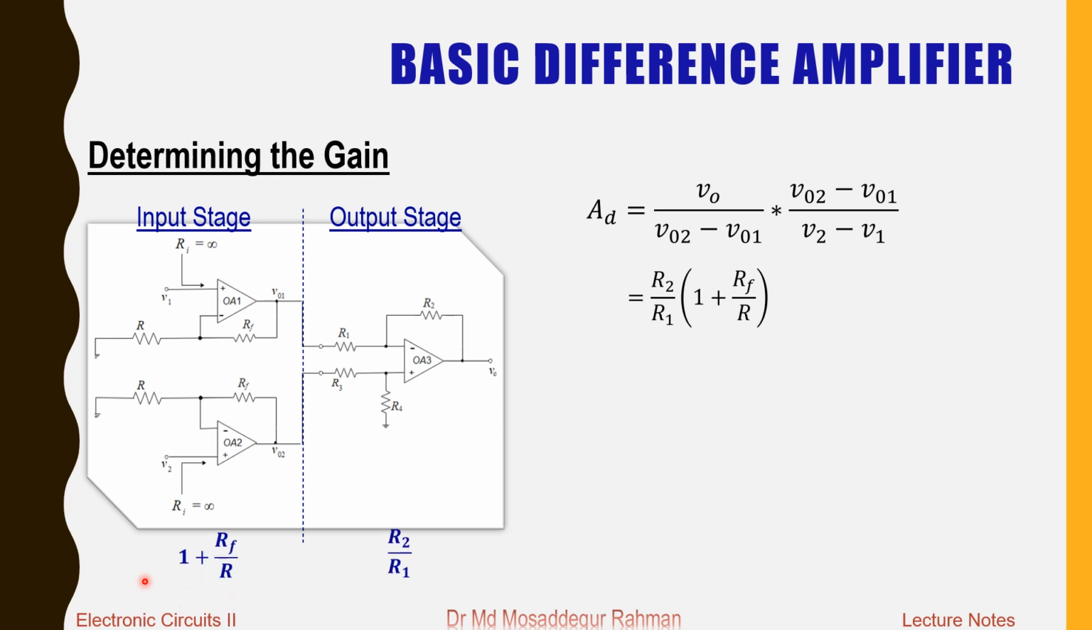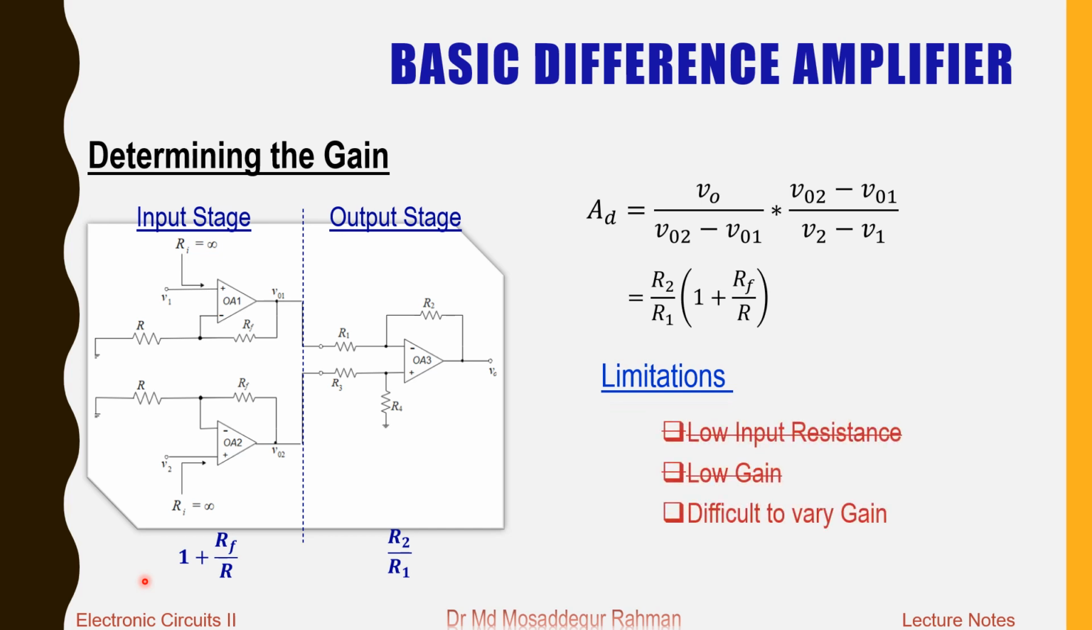And so with this modified circuit, we have now successfully overcome two of the limitations of the basic difference amplifier. One is the low input resistance, because the non-inverting amplifiers ideally provide infinite input resistance, and they're also providing the gain. So the overall gain is now the product of two gains, and we can easily achieve very high gain with this new circuit.